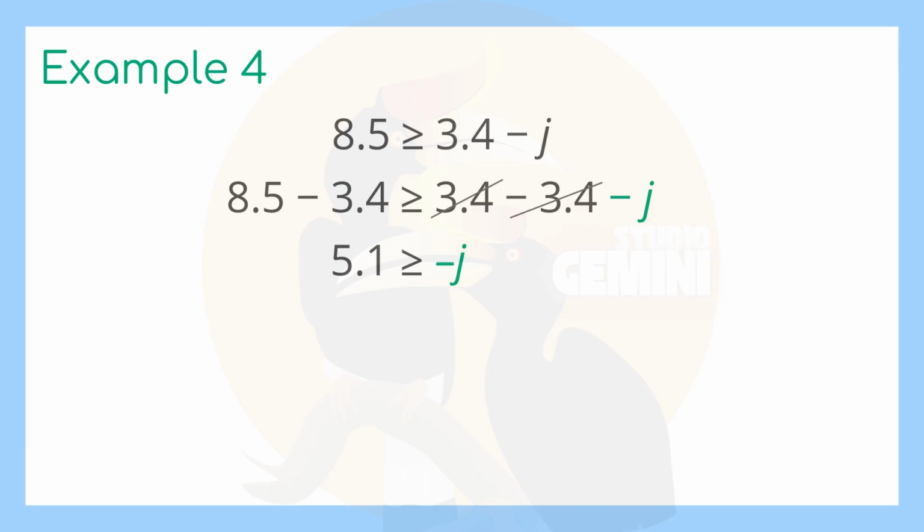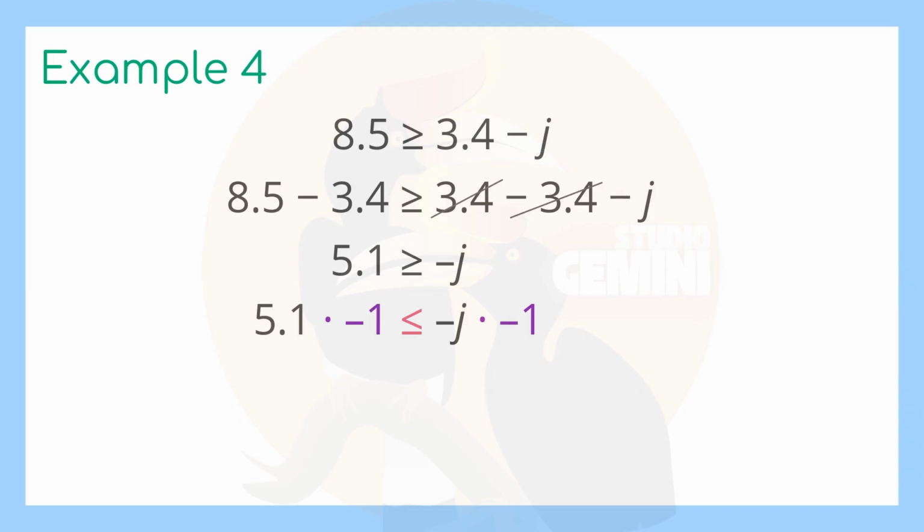It's important that this is negative j, since there was a subtraction sign in front of the j in the line above. We want to get rid of the negative symbol in front of j. How do we do that? We can multiply both sides by negative 1. But remember, since we're multiplying by a negative number, we'll need to flip the inequality symbol again.